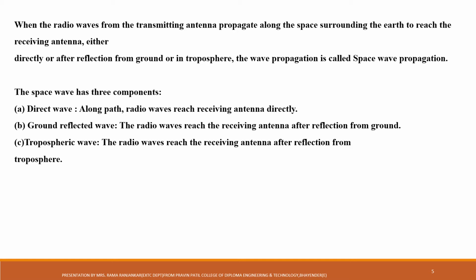The space wave propagation has three components. Direct wave: the radio waves reach the receiving antenna directly. Ground reflected waves: the radio waves reach the receiving antenna after reflection from the ground. And the third component is the tropospheric wave: the radio waves reach the receiving antenna after reflection from the troposphere.